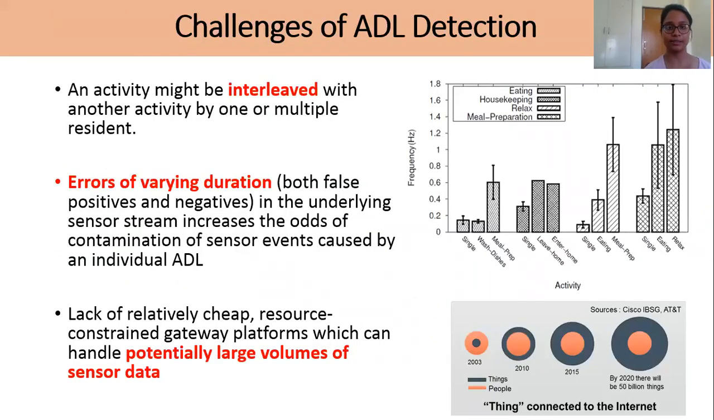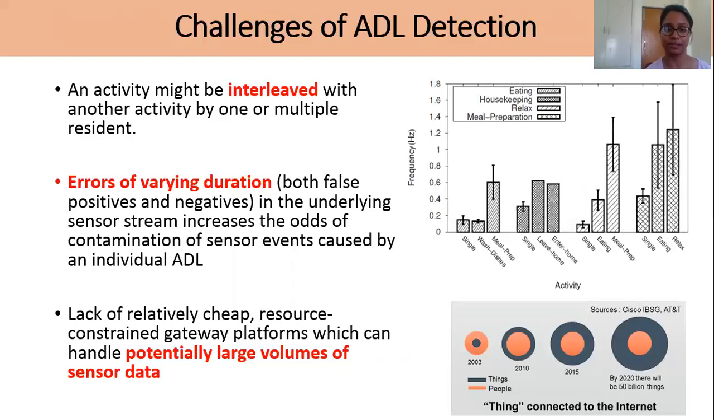The next challenge is that we humans do not do one activity at a time. We hardly do one activity. We interleave activities with one another. If you see the top graph on the right hand side, eating is associated with wash dish, meal preparation; housekeeping is associated with leaving home or entering home, and so on. When you interleave these activities, the events that come together get really multiplexed and the frequency is high. So that is one problem.